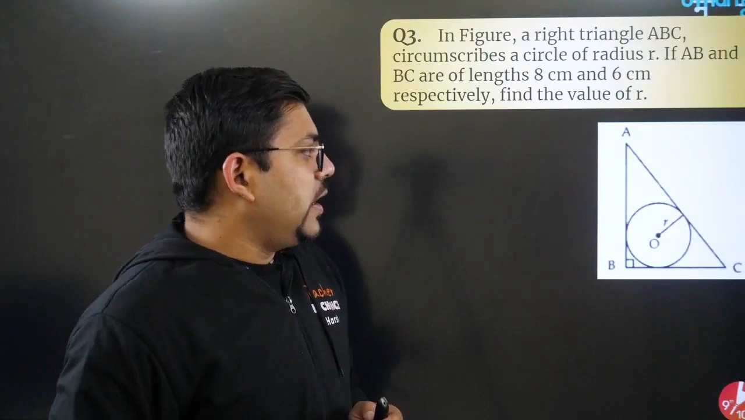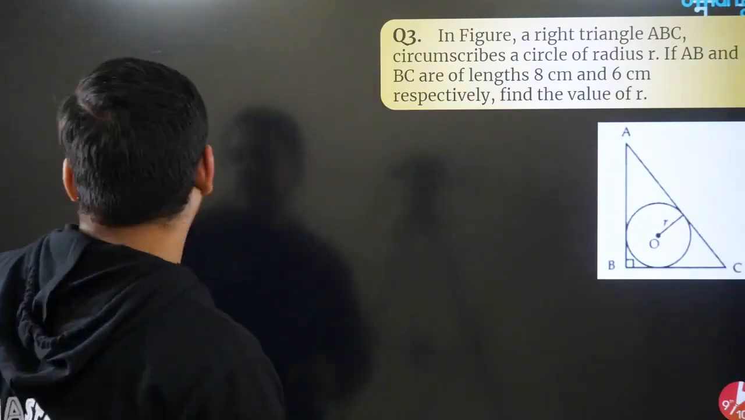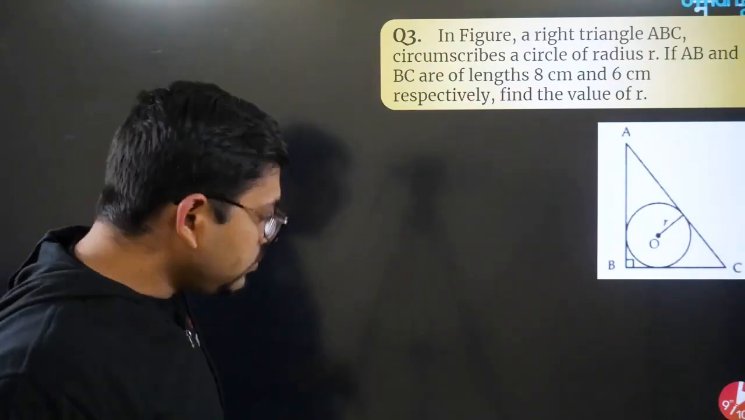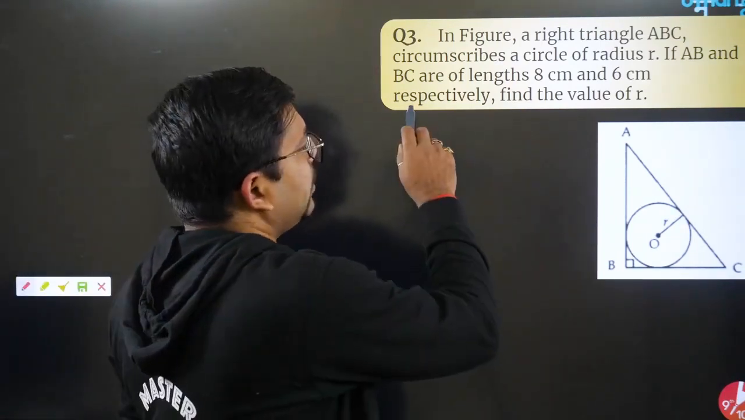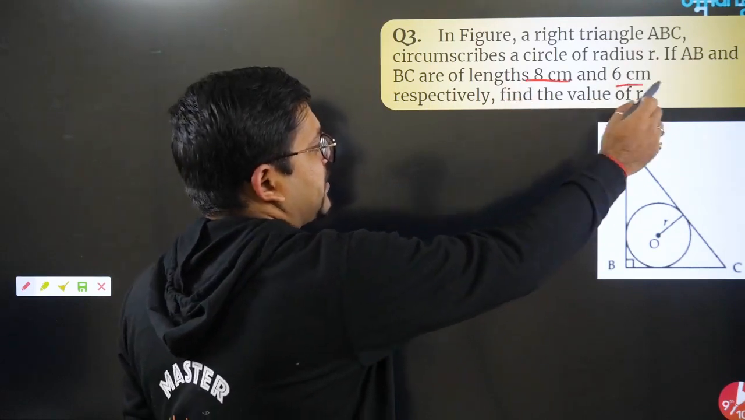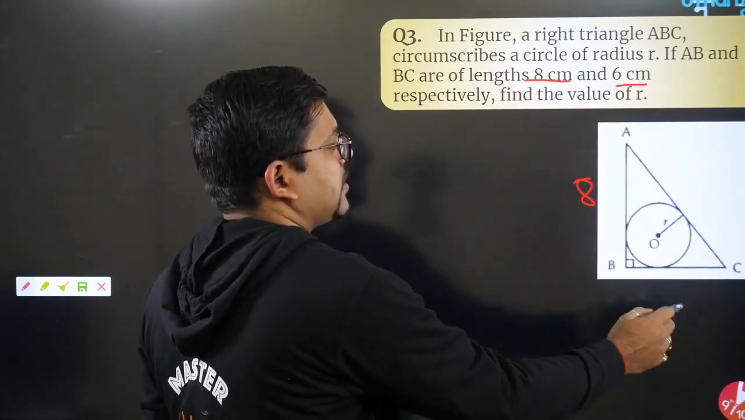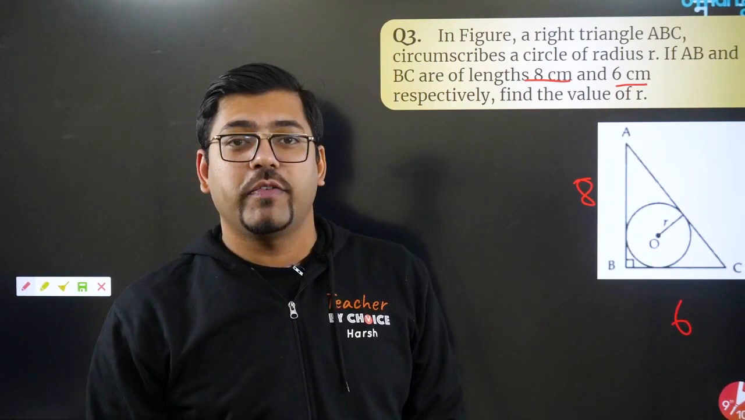This is the next question. It's a question from circles. Question says, in the figure, we have to find the value of R, and given the situation that AB and BC are 8 and 6. AB is 8 and BC is 6. Now how are we going to solve it?